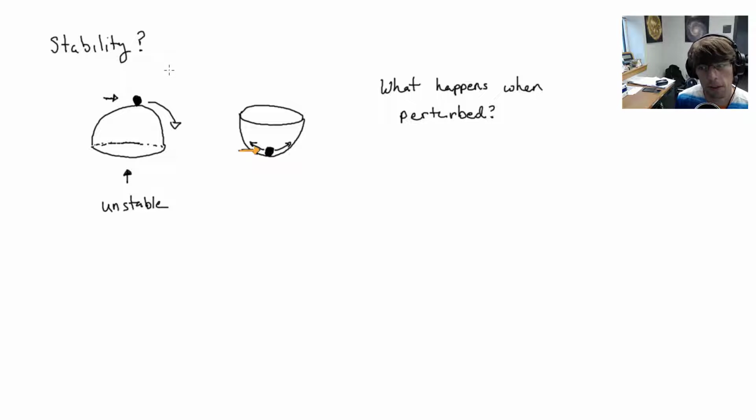When something happens, it never returns back to the original state that it was in. Whereas here, we call this stable. So it'll return back to its initial position. So unstable equilibrium. We call this a stable equilibrium.